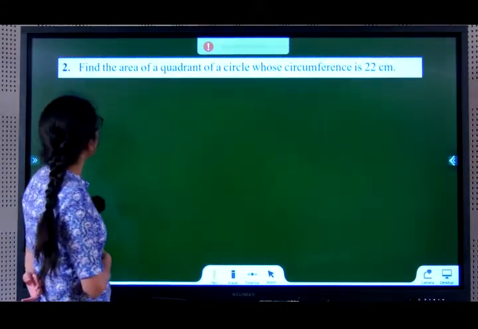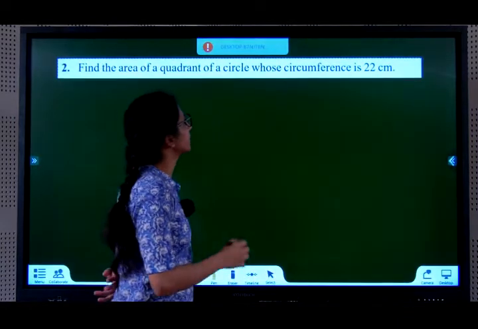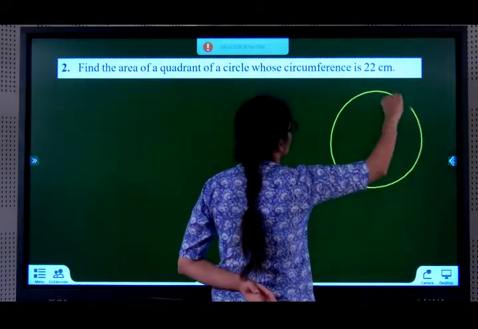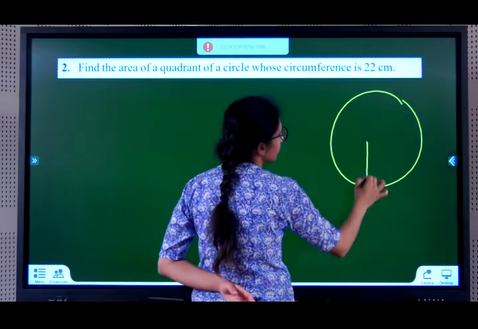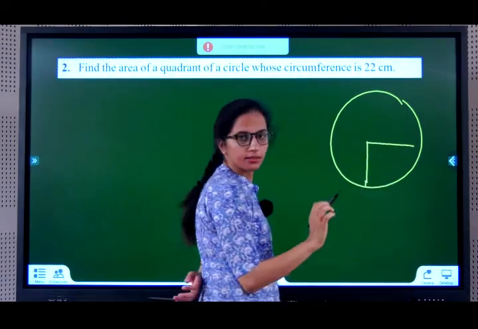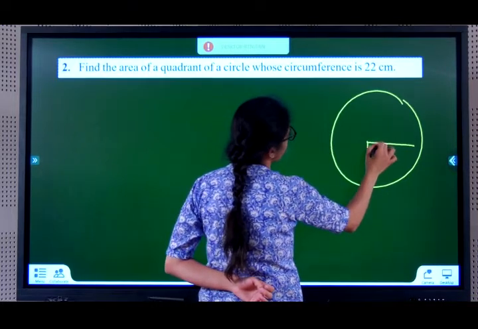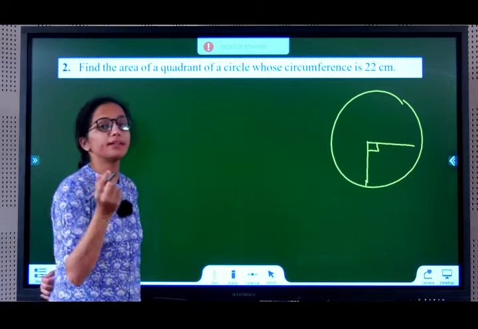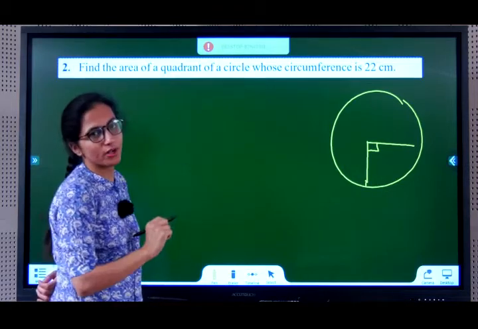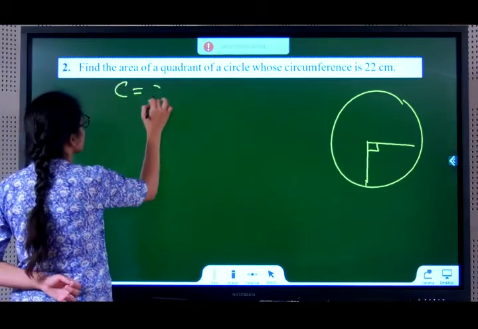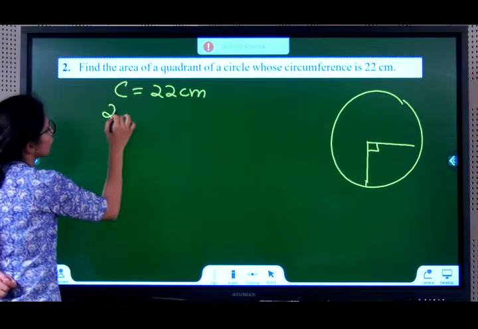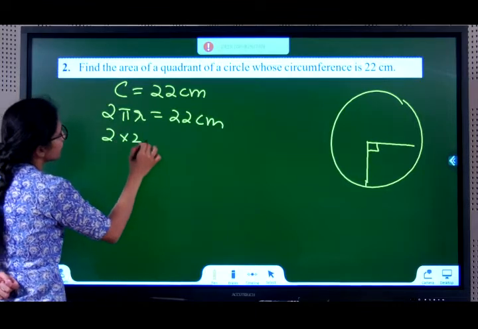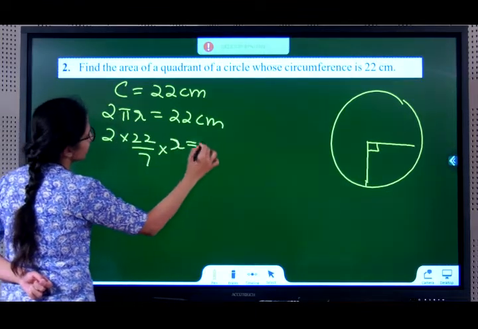Question 2. Find the area of a quadrant of a circle whose circumference is 22 centimeters. So this is a circle. Quadrant means quarter circle. We already explained in the beginning of the chapter. The angle here is 90 degrees. They have not given us the radius, but they have told us the circumference of the circle is 22 centimeters. 2 pi r is 22 centimeters. 2 into 22 by 7 into r is 22 centimeters.